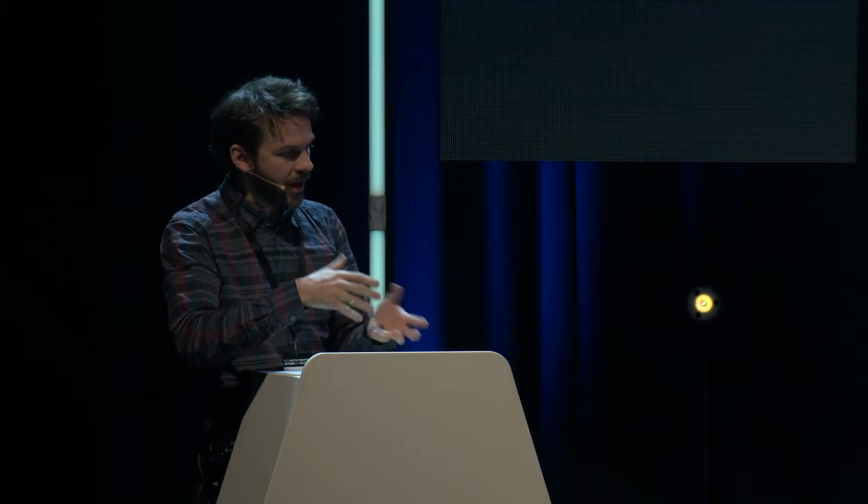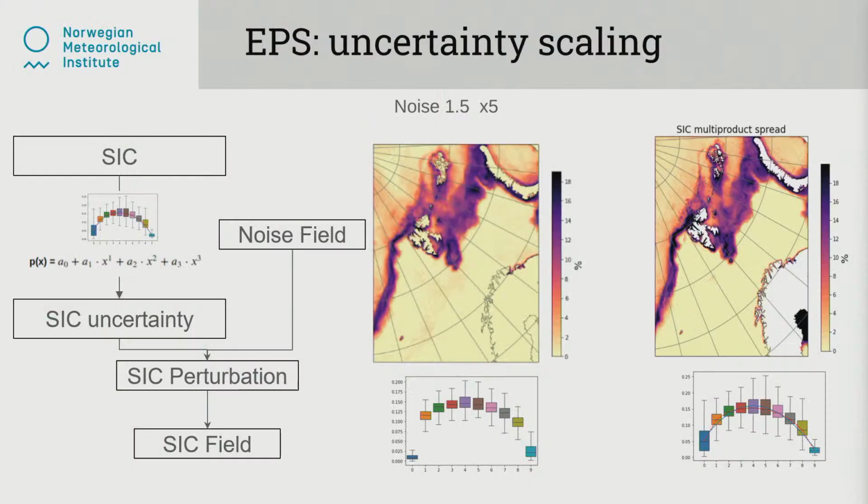And then lately, when you have your random field, you need to scale it somehow. In the beginning, we just looked at the uncertainty from Cyrano itself, but it was not quite satisfactory. So what we ended up doing is that we generated a polynomial approximation based on the variability of all sea ice products that I mentioned before.